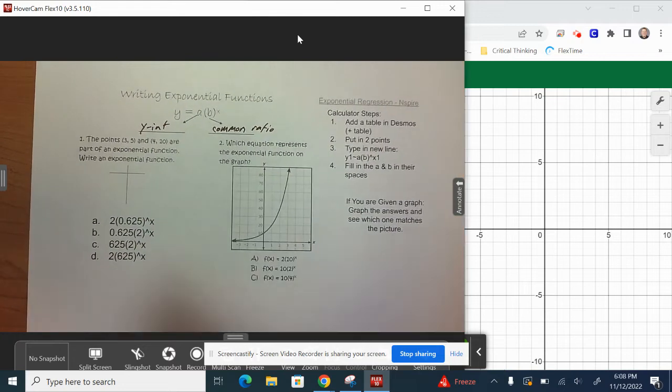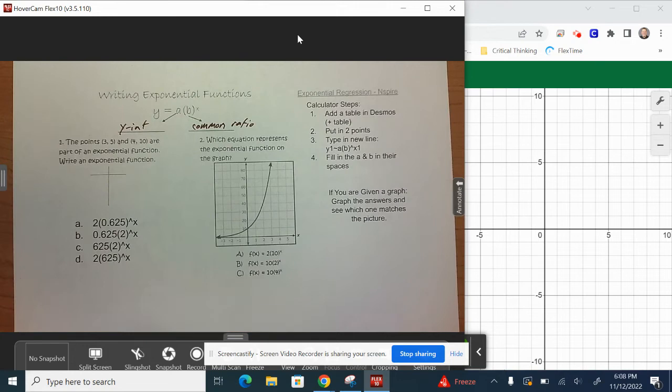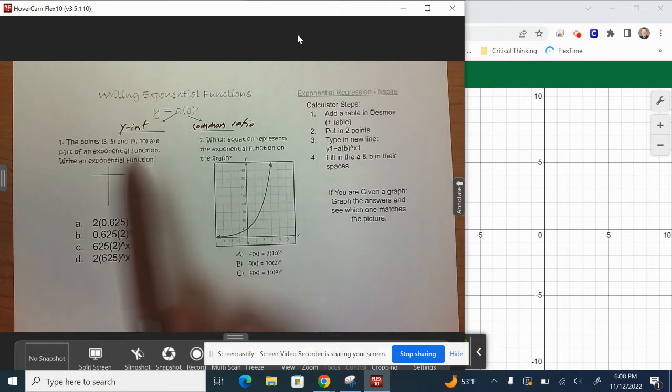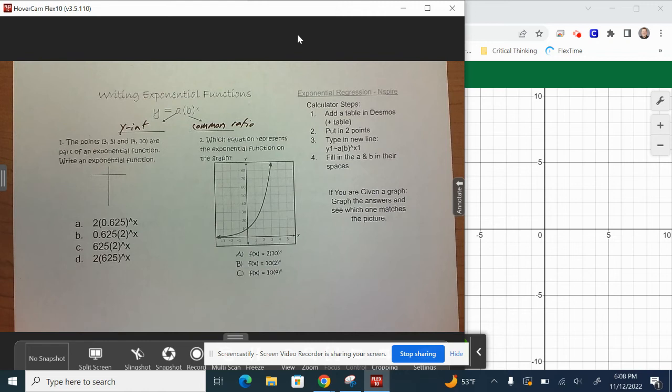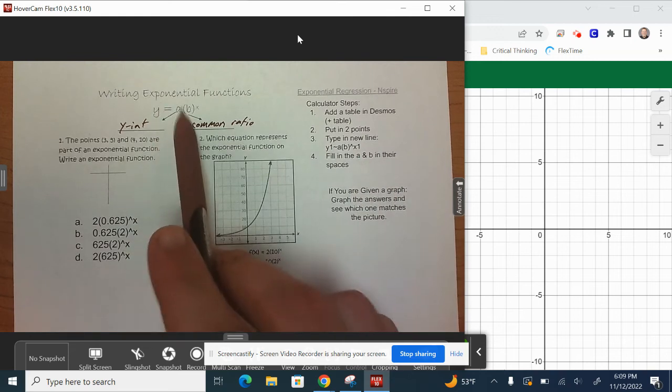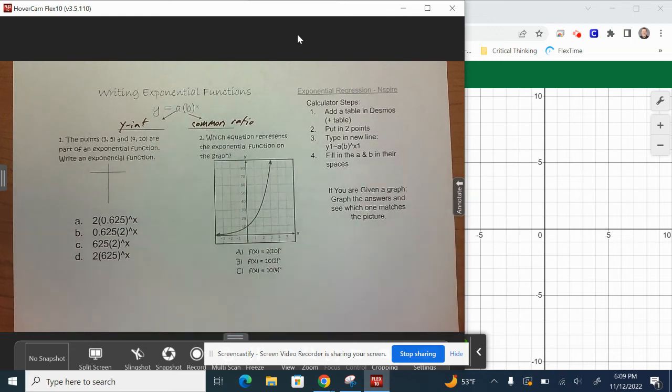So we got two problems here. We're going to show our Desmos strategy for this one. The points 3, 5, and 4, 10 are part of an exponential function, and we're asked to write that exponential function. For our Desmos steps, we're first going to add a table, so that plus table. We're going to put in our 2 points, or any 2 points if we're given more than 2, and then in a new line, we're going to type y1 squiggle a parentheses b close it to the power of x1. It's going to give us an a and b. We're going to fill in the blanks. We're going to put the a in the a spot, so in front of the parentheses, the b in the b spot inside the parentheses.